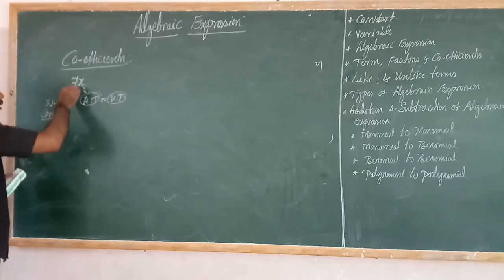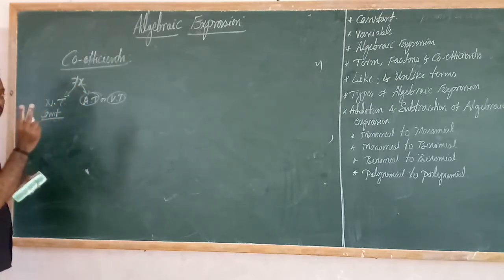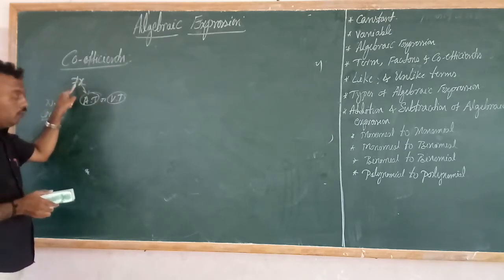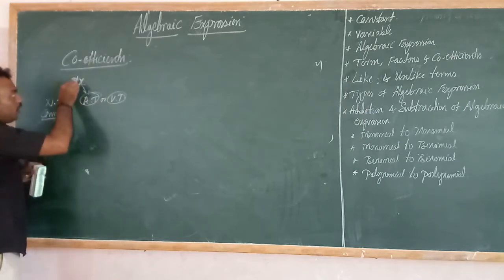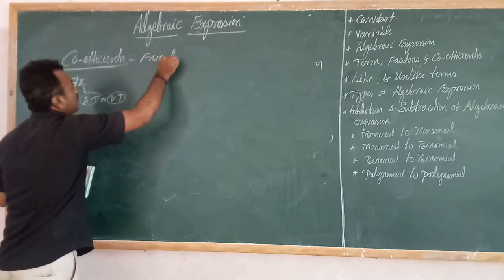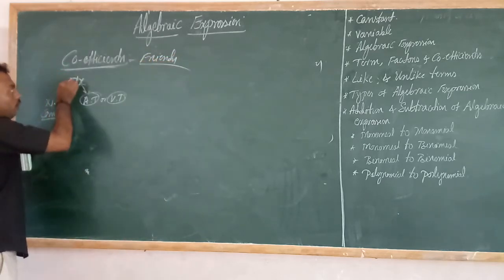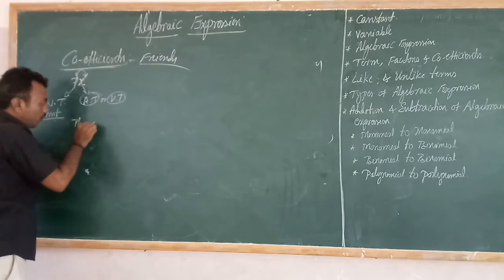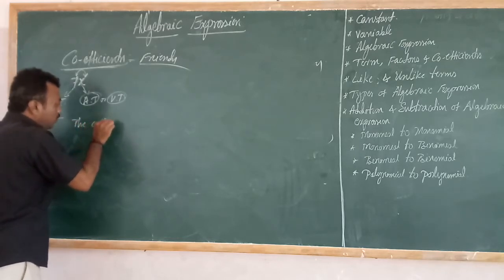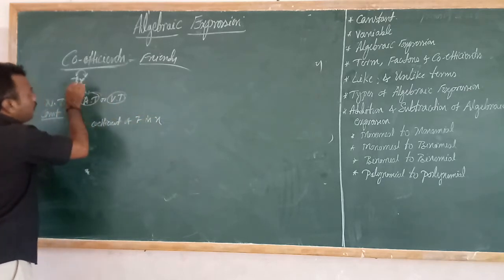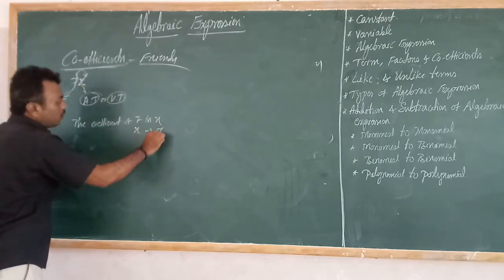Okay, see, in that 7 and x, there are two parts. One is numerical and x is the variable. In that, what is the coefficient? Coefficient means like friends. Very simple. What is the coefficient of 7? 7's friend is x, so x is the coefficient of 7. Vice versa, the coefficient of x is 7. So x is the coefficient of 7.